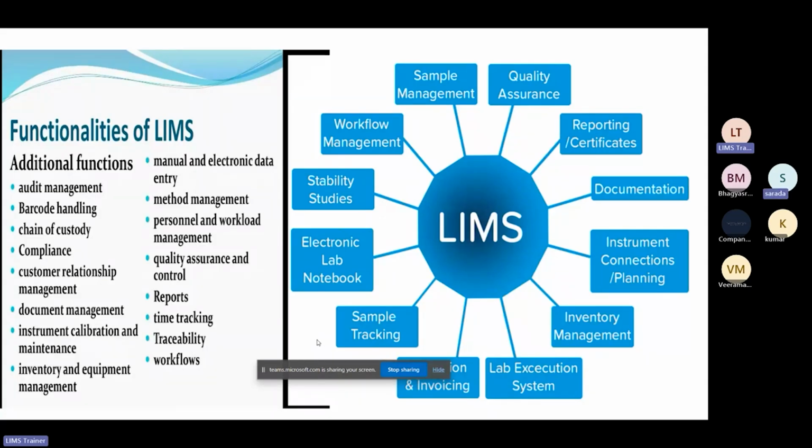Then comes the personnel and workload management. As we see, the workload is distributed. If a lab manager is there, in his login he can check all the personnel, what work is allocated to them, how much work is allocated, and what the status is of that particular analysis or the particular lot. So that is in control. Then the quality assurance and control. All the documents generated here in the LIMS software have the e-signature and e-verification, so the quality assurance level is achieved.